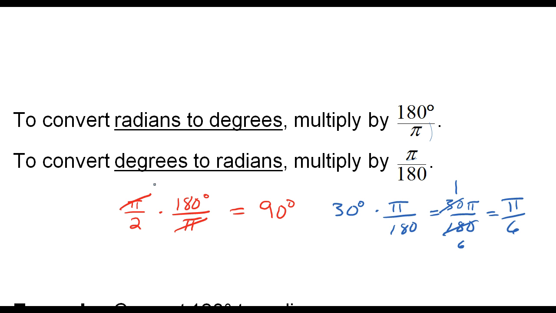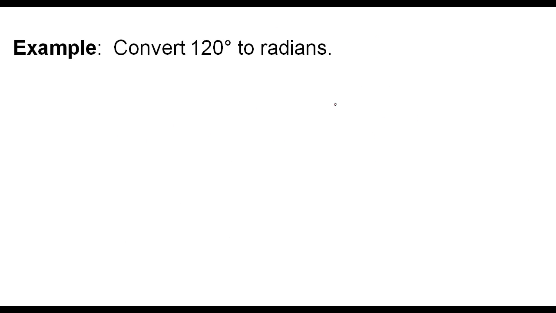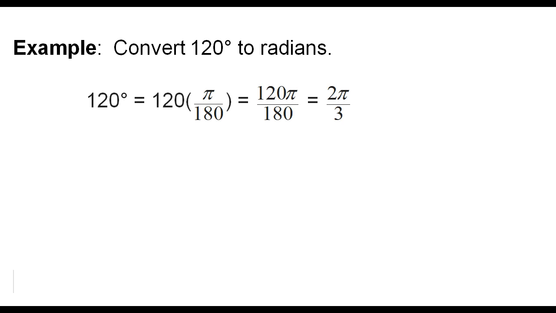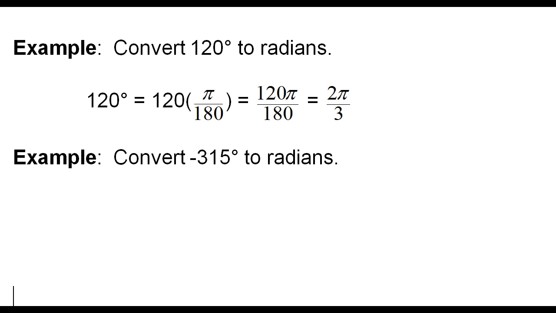So I'm going to put up an example and I want you to pause the video and see if you can work it out. Convert 120 degrees to radians. Pause the video and work that out. If you take 120 times pi over 180 and simplify the fraction, you get 2 pi over 3. Okay, let's do another one. Convert negative 315 degrees to radians. Now when you do this, don't worry about the minus sign, just do the 315 degrees and then put the minus on, because remember the minus only means the direction of rotation.